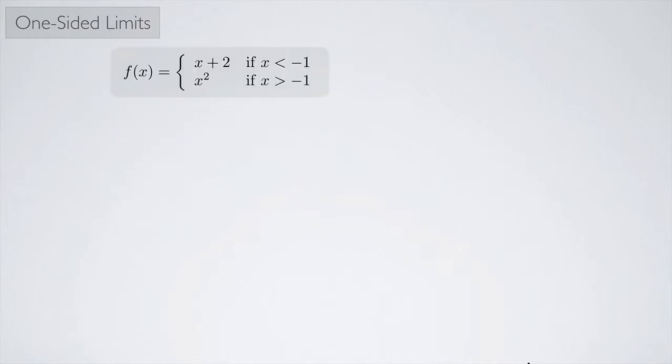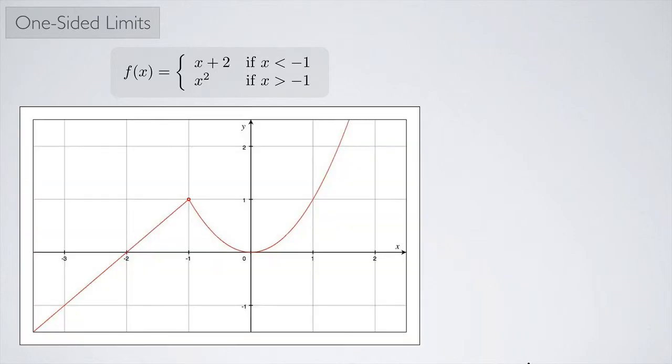So let's look at the function f of x equals x plus 2 when x is less than negative 1, and x squared when x is greater than negative 1. So we have a graph that looks like this, and here is the x plus 2 portion of the graph, and then we have an open circle here because we have no equal sign. We just have the less than and greater than symbols, and then we have this parabola right here. That's the x squared part.